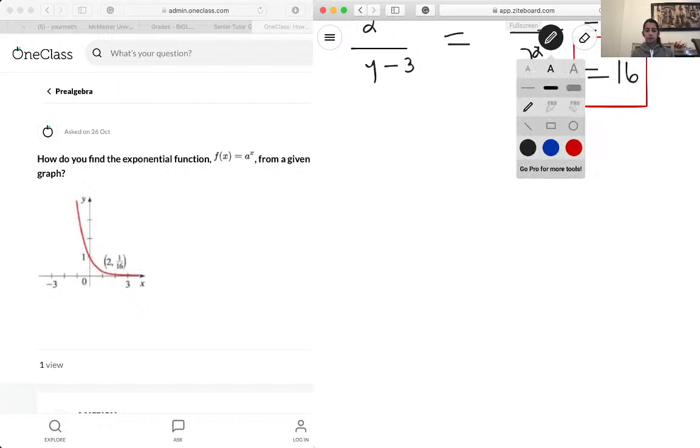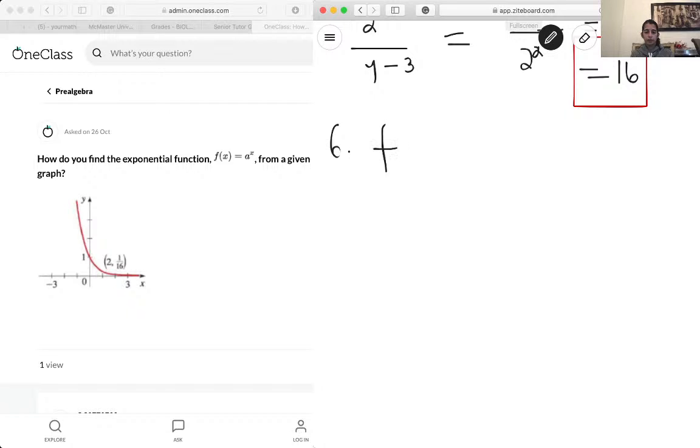So it's an interesting question. How do you find the exponential function f of x equals a to the power of x from the given graph? This graph provides us with some coordinates, one of them being 2 and 1 over 16.